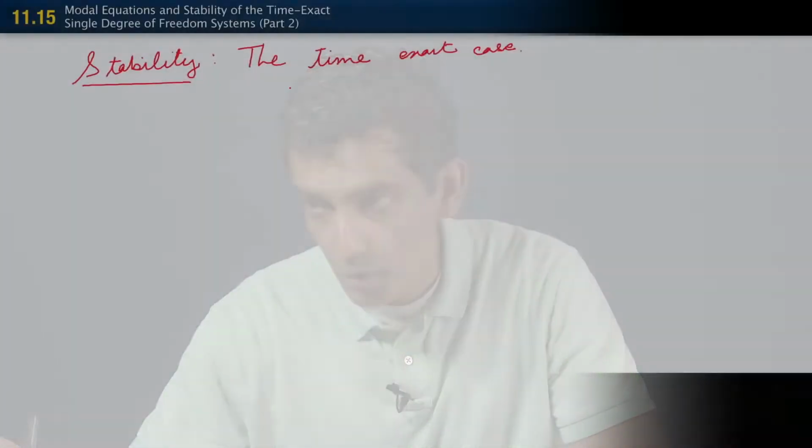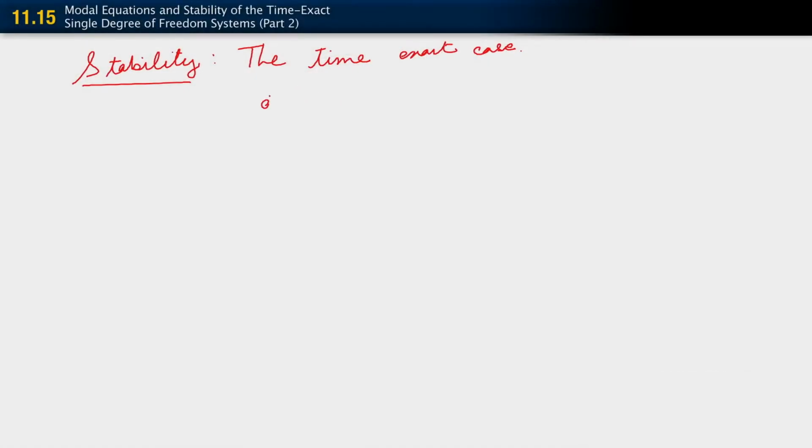So from now on, for the time exact case and for the time discrete case, when we are working with single degree of freedom modal equations, I'm just going to write them as d dot scalar plus lambda d equals 0.